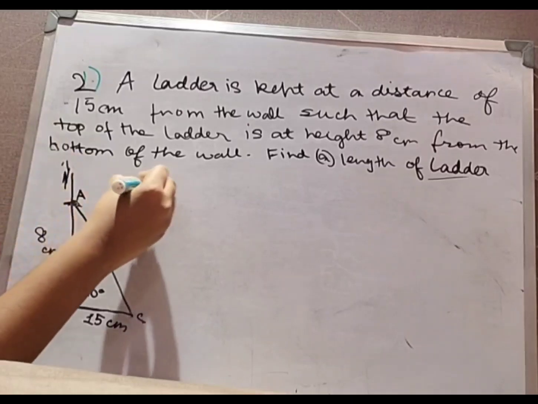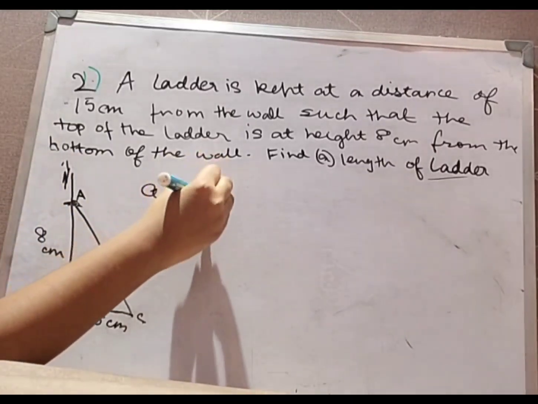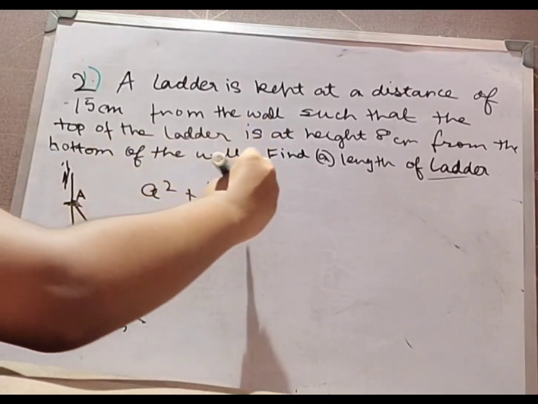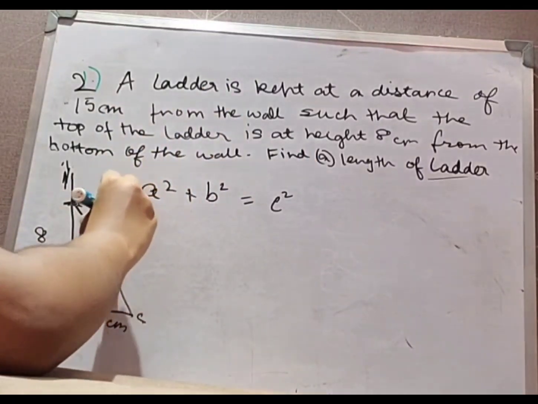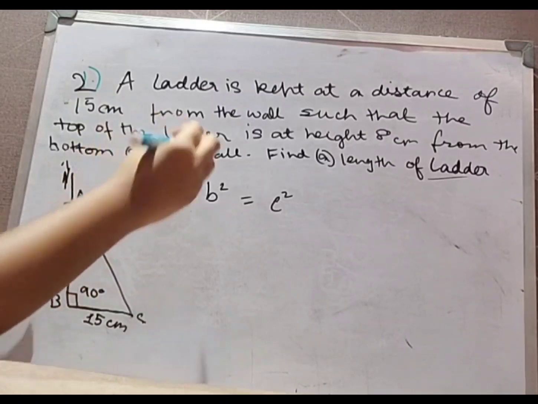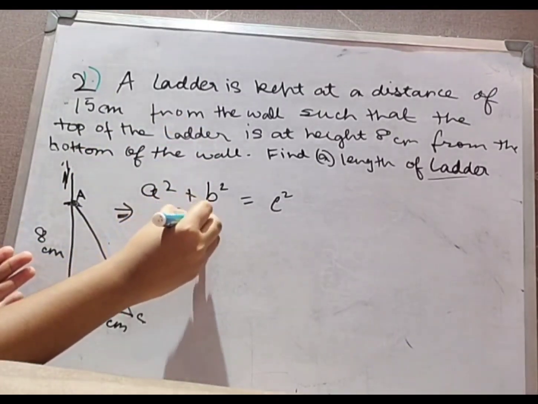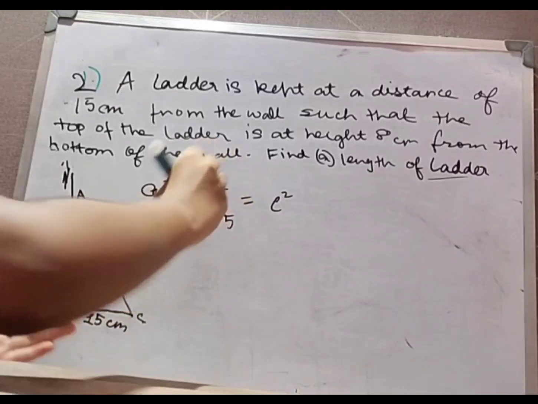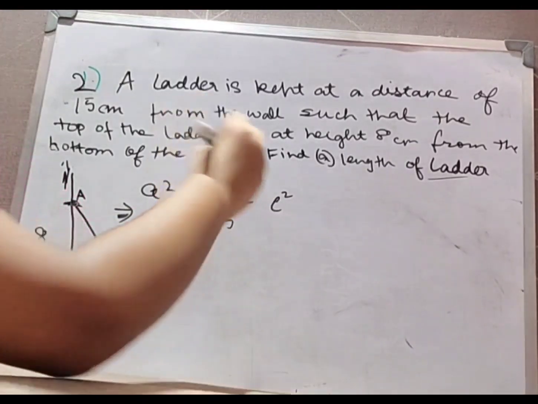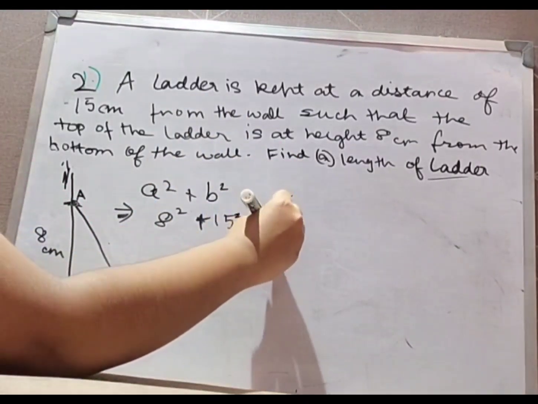Now we know, according to Pythagoras theorem, perpendicular square plus base square is equal to hypotenuse square. Here we have the perpendicular? Yes we do, it's 8 centimeter. So 8 square plus, do we have the base? Yes we do, it's 15. So 15 square is equal to C square.